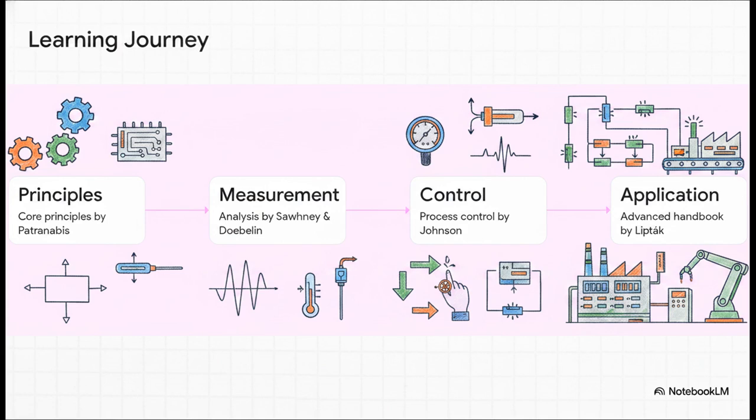And mastering this factory anatomy doesn't happen overnight. It happens in very specific stages. An engineering student usually starts with Patranabis's core principles, just getting a grip on the basic physics. Then they dive into how to actually capture that physical data, using analysis textbooks by Sawhney and Doebelin. Once you figure out how to measure, you have to learn how to control the process, and that is where Johnson's work comes in. Finally, engineers graduate to the advanced, real-world applications found in Liptak's massive, comprehensive handbook. It is a complete journey, straight from theoretical physics all the way to running a fully automated assembly line.